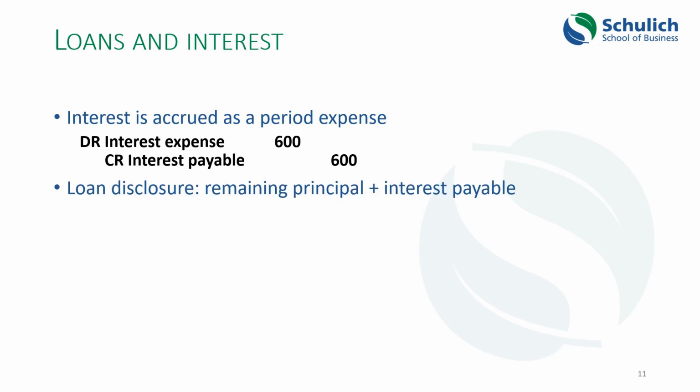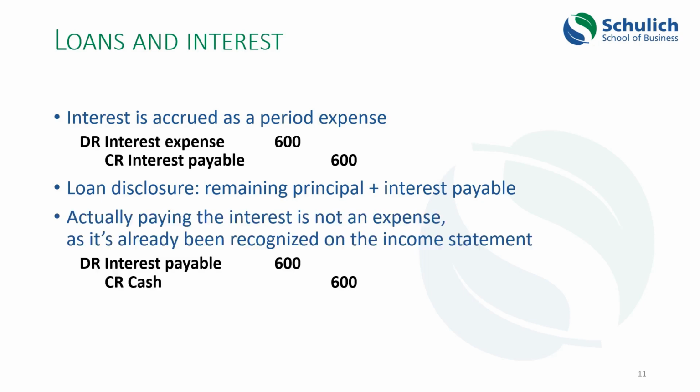The disclosure of the loan on the balance sheet is going to be basically at the value of the remaining principal on the loan that's yet to be paid, plus any interest that has been accrued and is payable. So that's what's going to show up on the balance sheet.